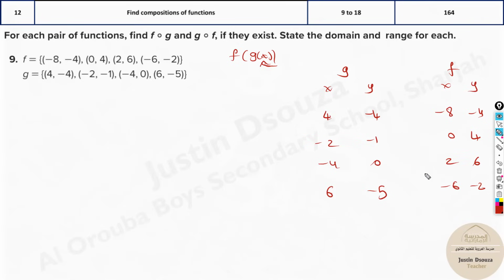Now what happens over here is you need to start composing this. See, what is f of x now? Oh, wait, sorry, what is g of x first? X is 4, y is minus 4. So these values will be the input of f, because see over here, g of x. What is g of x exactly? The y value of g. So this is the thing. So here g of x becomes minus 4. This is for the domain.